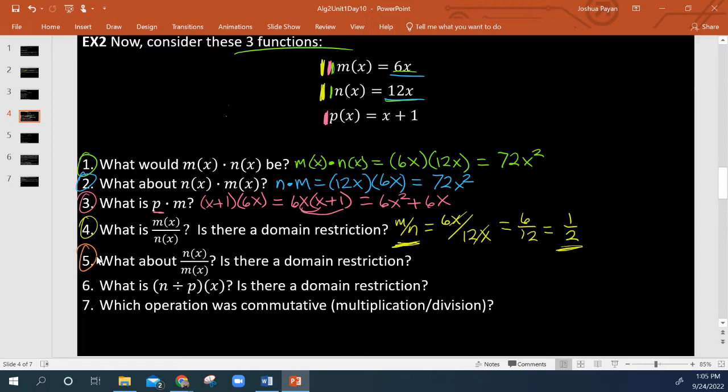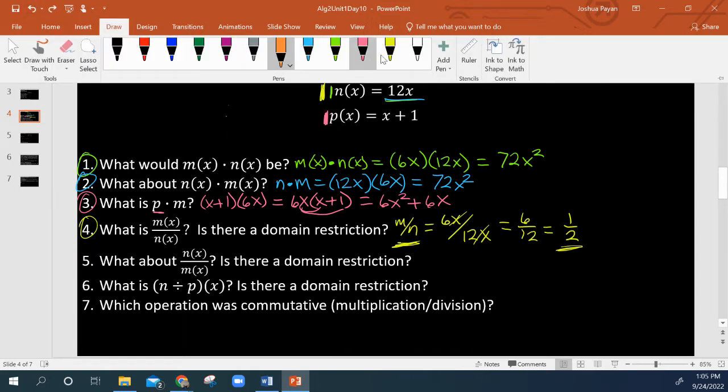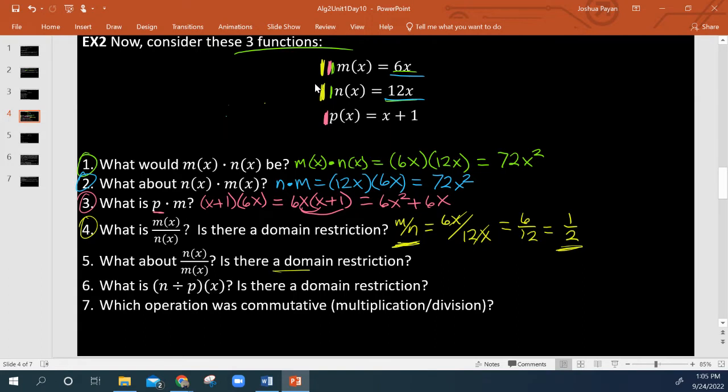Okay. What about, oh, let me back up. I'm getting ahead of myself. Okay, so it asks us, is there a domain restriction? Technically, yes, there is. Right here, we would have to say that x cannot be equal to 0. Okay, so even though we ended up simplifying, this would be called a removable discontinuity, and we'll get more into that later. But let's say I did, so this is m over n of x, right? And that equals 6x over 12x.